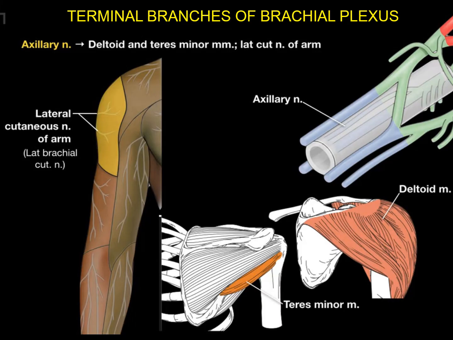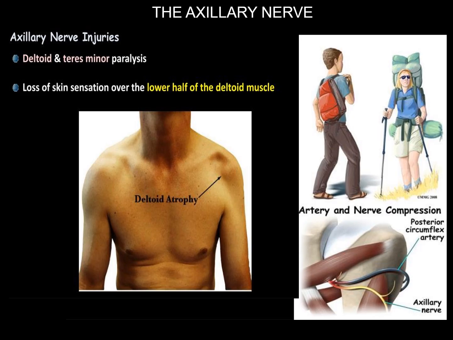The branches of the axillary nerve innervate the deltoid muscle, teres minor muscle, and skin over the deltoid. This is the lateral cutaneous nerve of arm. The axillary nerve is at risk of damage in inferior dislocation of the head of the humerus from the shoulder joint and in fractures of the surgical neck of the humerus because of its close relation to these structures.